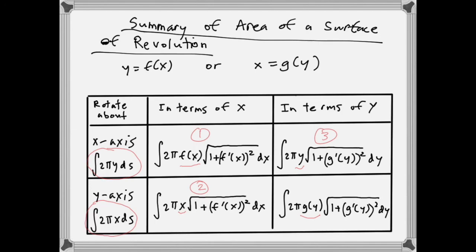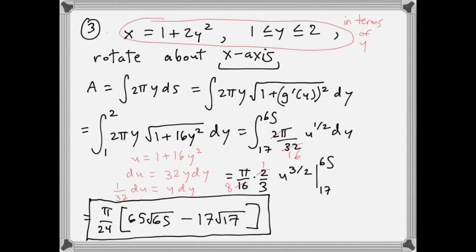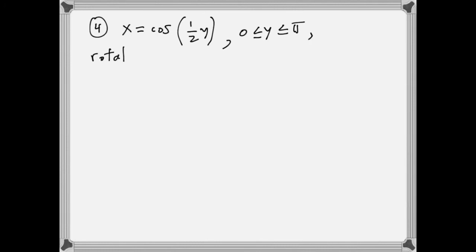I want us to do one more example. So number 4, I want to do the function x equals cosine of 1/2 y, and y goes from 0 to pi, and we are rotating about the y-axis. Okay, so we're going to do this first, y-axis.